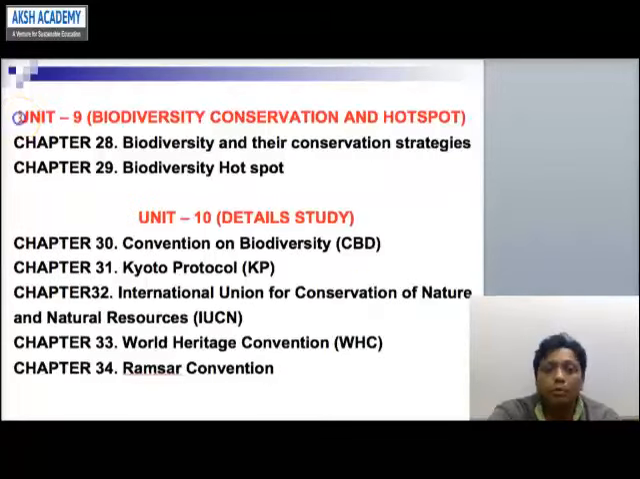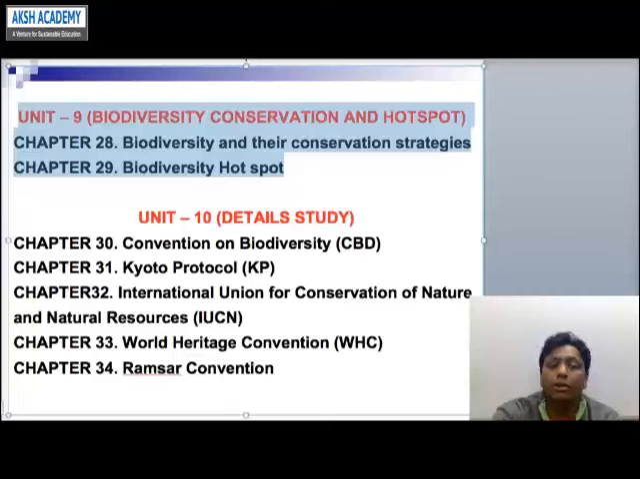Unit 9, the most important unit. Every year this unit gives you 4 questions: 3 questions minimum, maximum 5 questions. Here you can find conservation, alpha, beta, gamma diversities, various terms used in diversities, measurement of diversities, conservation of diversities, in situ, ex situ, IUCN, Red Data Book, yellow list, blue list, red list.